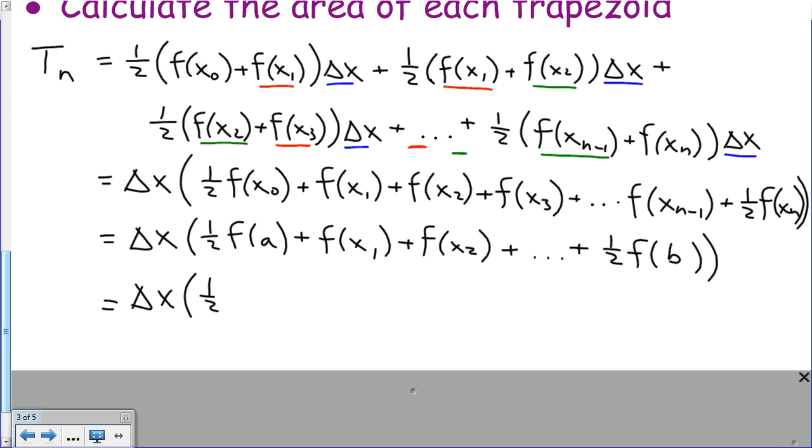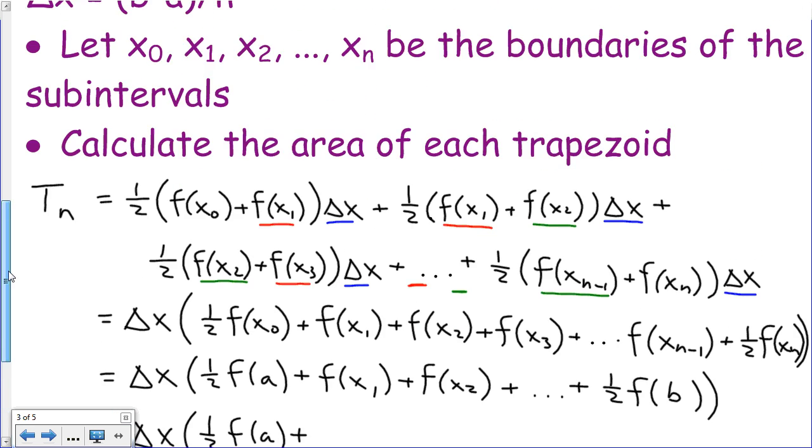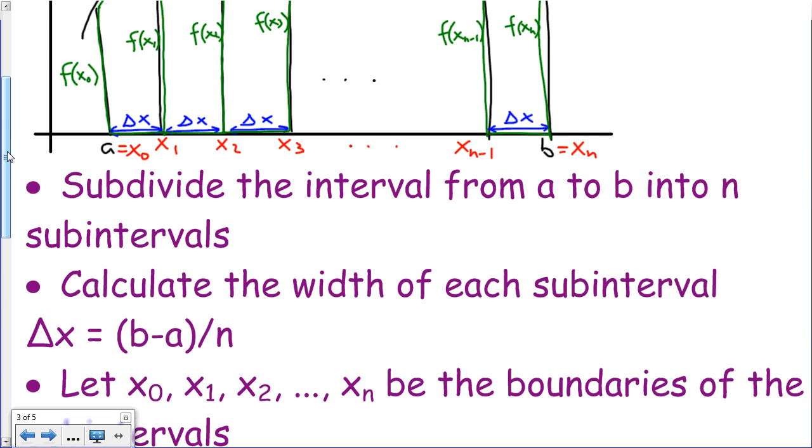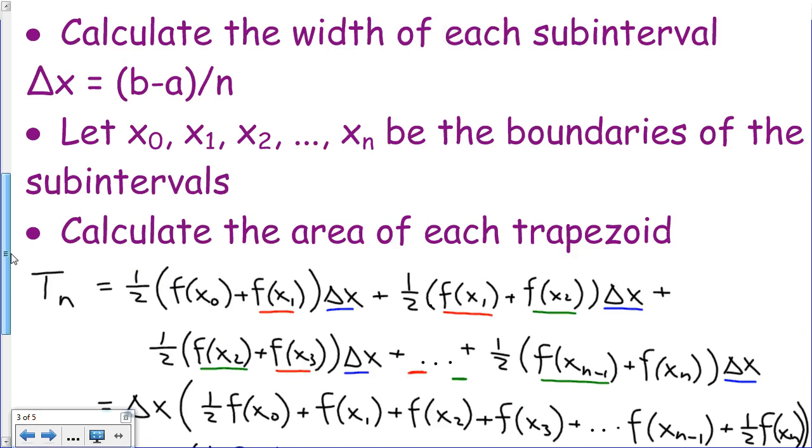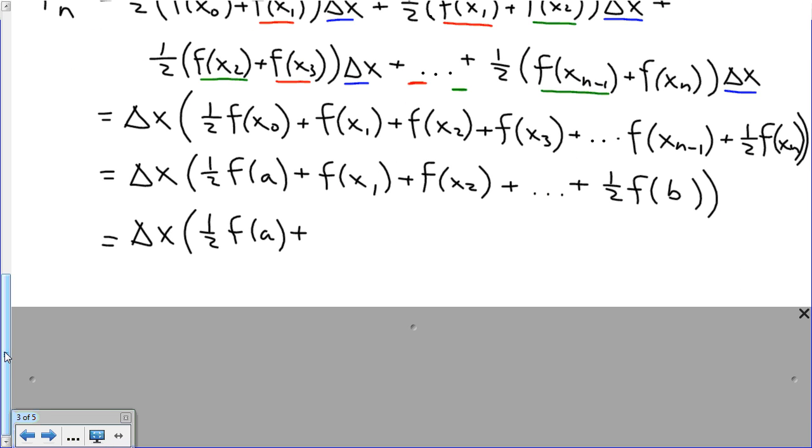This is equal to delta x times 1/2 f of a plus, to get to x1, realize if I go back up to my graph here, to get to x1, if I start out at a and I add on delta x to it, I'll end up at x sub 1. So in other words, a plus delta x is the same as x sub 1. So I'm going to write it that way. So instead of f of x sub 1, it's going to be f of a plus delta x.